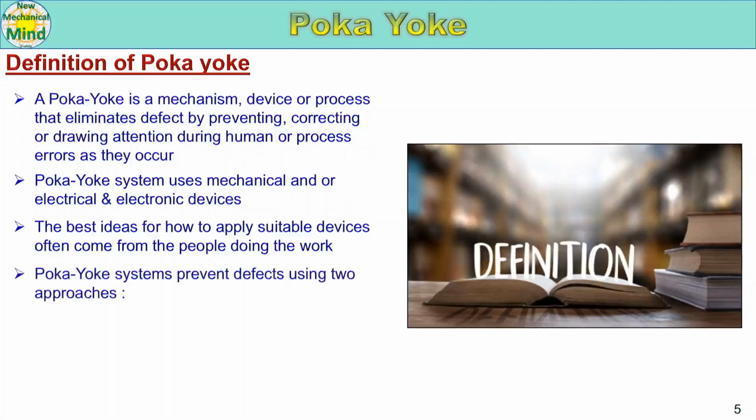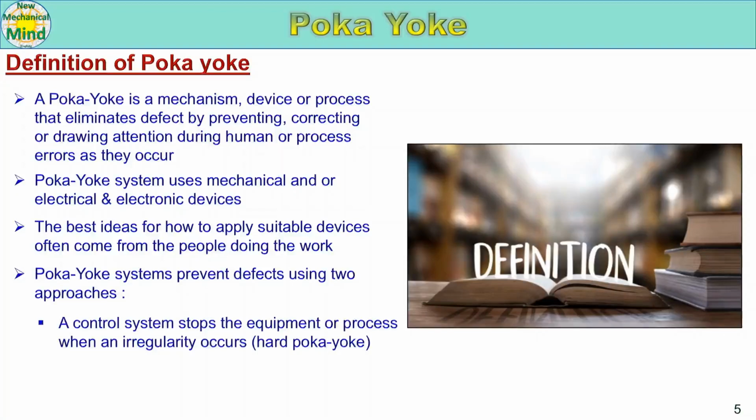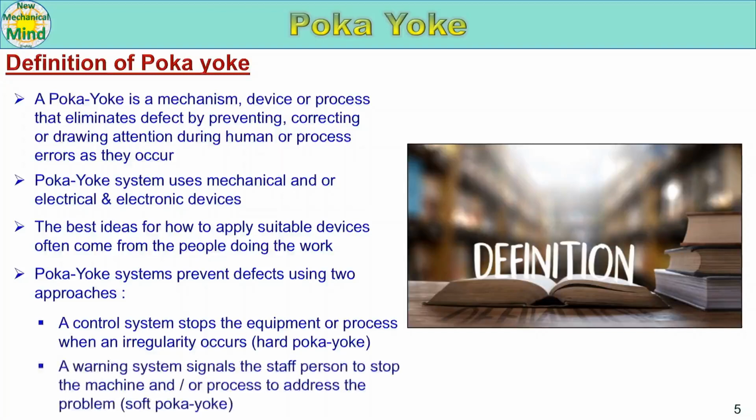Pokayoke systems prevent defects using two approaches. A control system stops the equipment or process when an irregularity occurs, called control Pokayoke. A warning system signals the staff person to stop the machine and/or process to address the problem, called warning Pokayoke. This is the definition of Pokayoke.